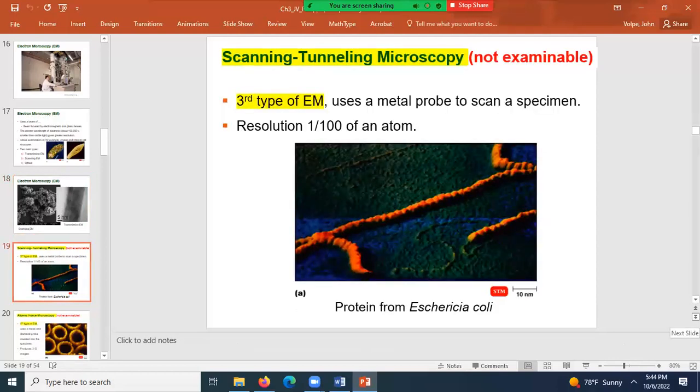If not, let me state that there's also a scanning tunneling microscope. You're not going to be examined on this one. It's a third type of electron microscope. It uses a metal probe to scan a specimen. The resolution is very small. We can get to 1/100th of the size of an atom. Here we're looking at a protein from E. coli using scanning tunneling electron microscope.